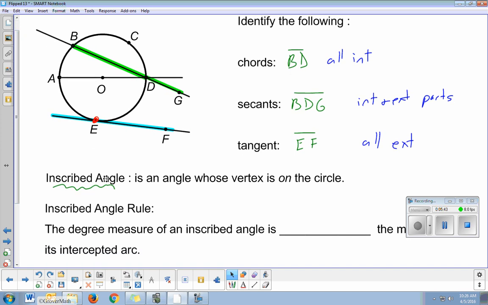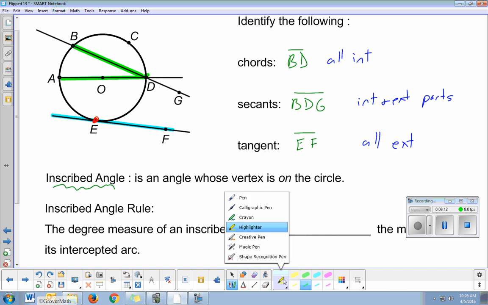Now, an inscribed angle is an angle whose vertex is on the circle, not at the center of the circle, but on the circle. So if I were to erase some of this here, we talked about central angles, and a central angle is at the center of the circle. An inscribed angle, like those ones that are open to a diameter, the vertex is on the circle.